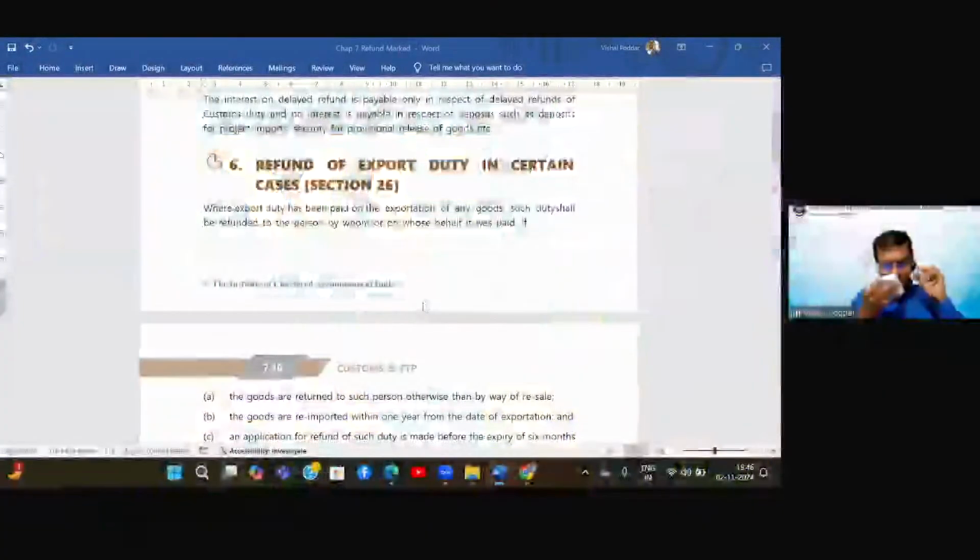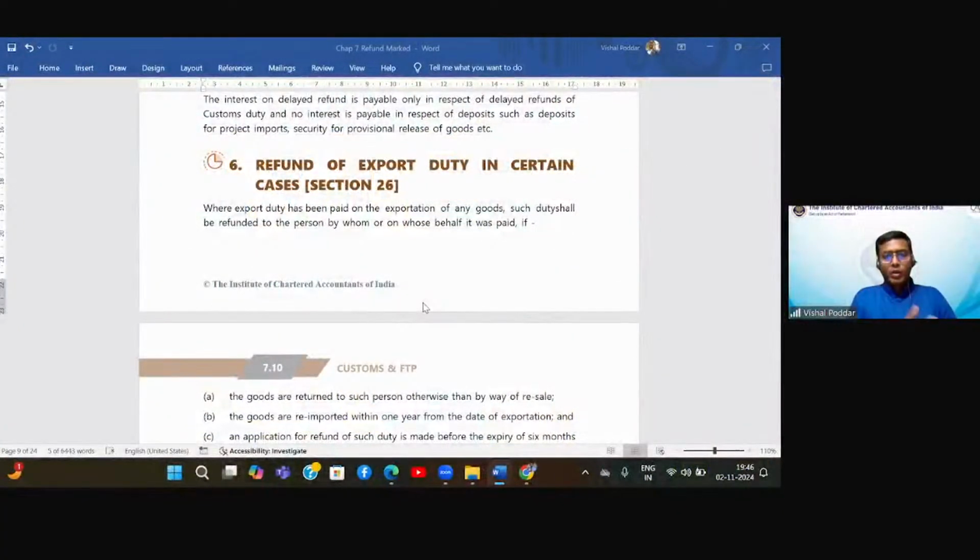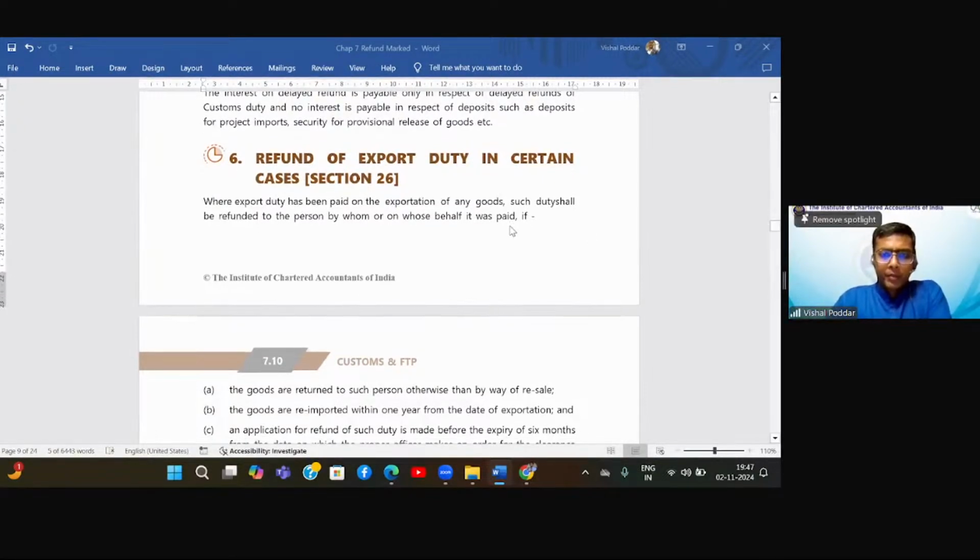...detail the procedural part along with the constitutional background, along with discussion on some very key concepts of duty under protest, then also burden of proof, and the doctrine of unjust enrichment. Now, let me take you to the more simple and straightforward part of this chapter, that is refund in varied cases. So, first is section 26, refund of export duty in certain cases.